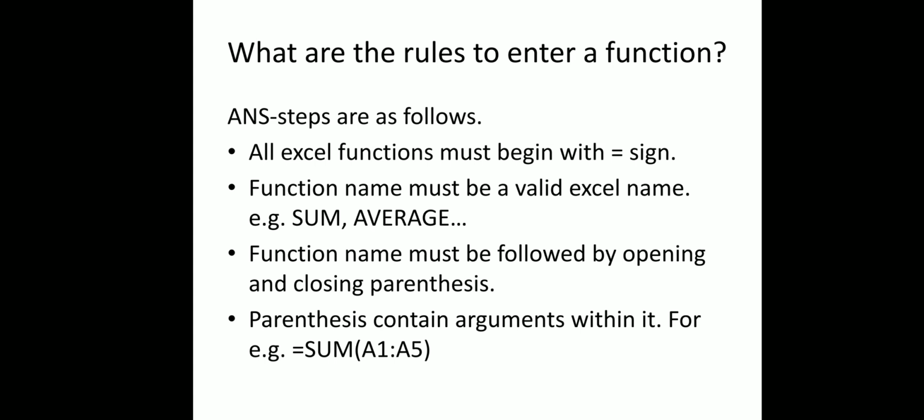Now, what are the rules to enter a function? Steps are as follows. All the Excel functions must begin with the equal symbol. The function name must be a valid Excel name, such as sum or average. The function name must be followed by opening and closing parentheses. Parentheses contain arguments within them. For example, sum A1 colon A5. So like this we can write the function inside the cell.